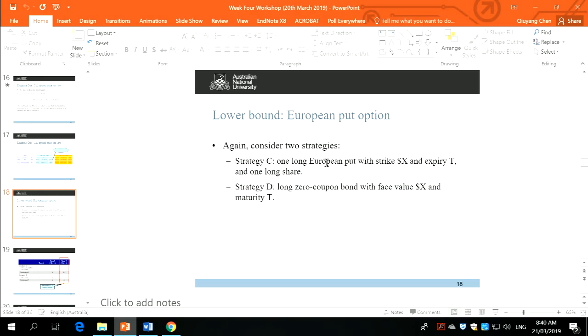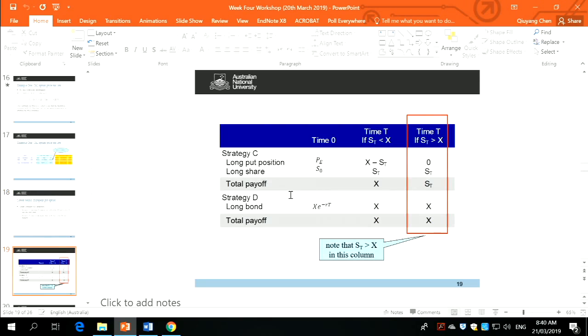We took a long position in the European put, and we also long 1 unit of shares in portfolio C. And in portfolio D, we long a zero coupon bond. And we managed to show that when the share price is lower than the strike price, the cash flows of portfolio C and D are identical, right? So they provide the same amount of cash flow.